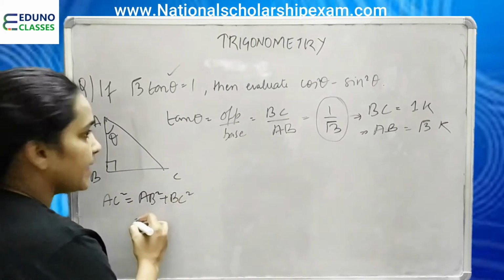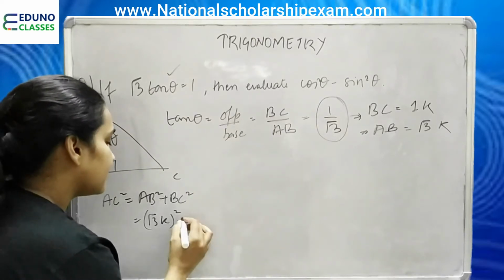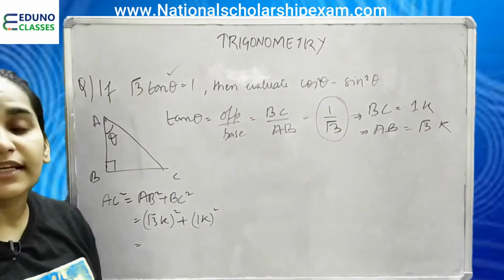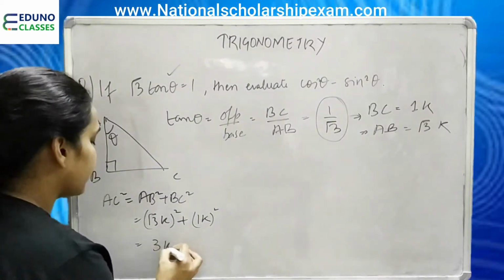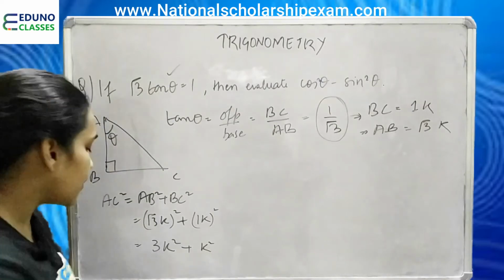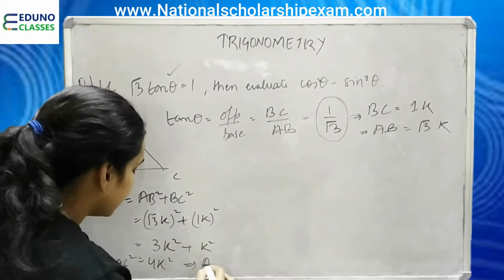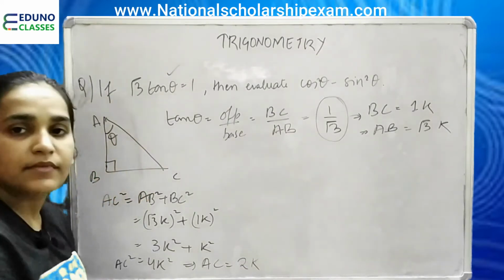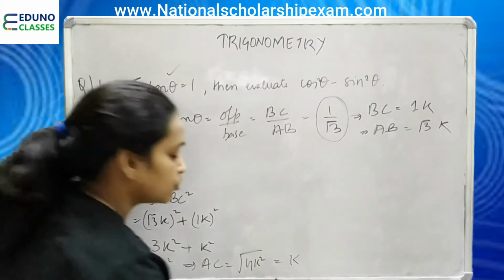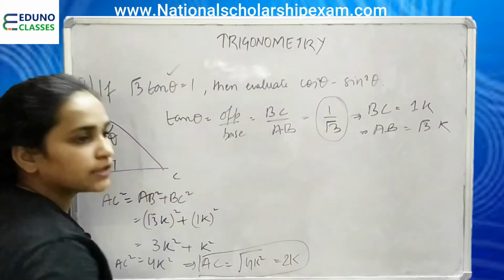Now we know AB is root 3k. So root 3k whole square, and BC is 1k, so 1k square. Root 3 into root 3 is 3, and k into k will become k square. 1 into 1 is 1 and k square. So 3k square plus k square, so we have 4k square. So AC is equal to root of 4k square. K will come out and root 4 is 2, so 2k. Fine. So from here we have found AC is equal to 2k.